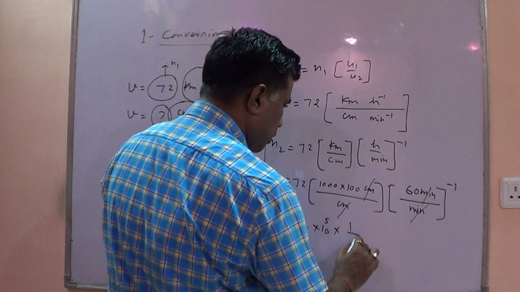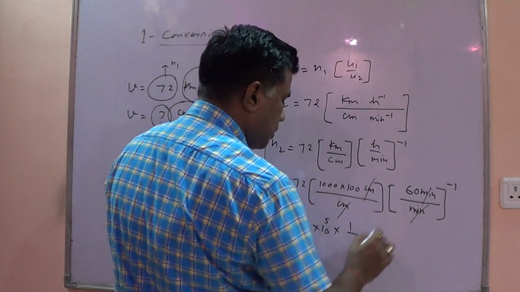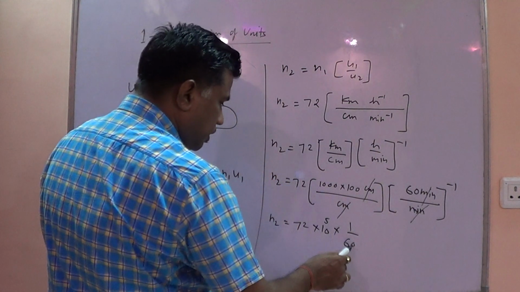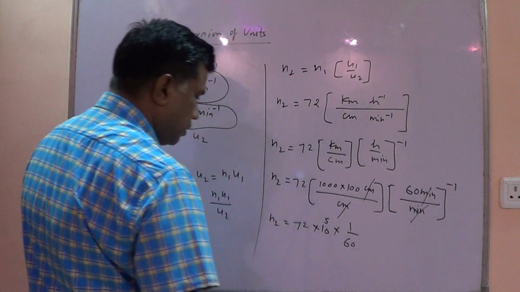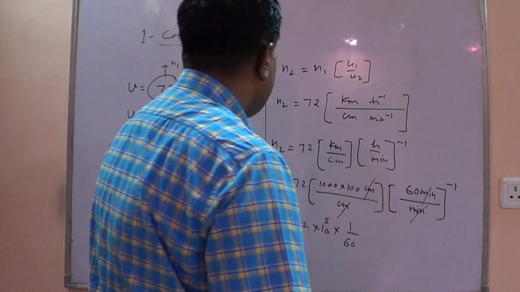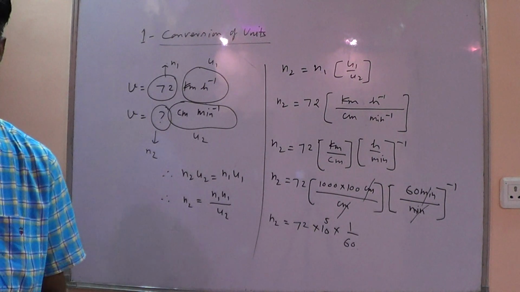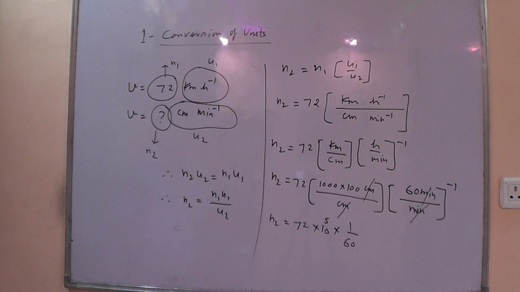So one can write it as what? 60 to the power minus 1. So we can write 1 by 60. Now the 10 is cancelled by this 10. So students, you can write it so that I can erase and solve it further to find the answer.